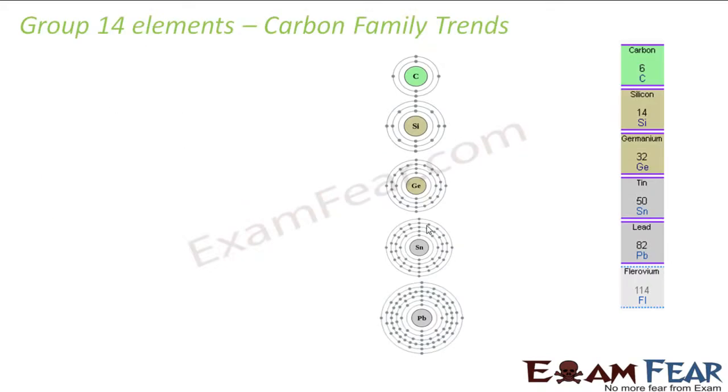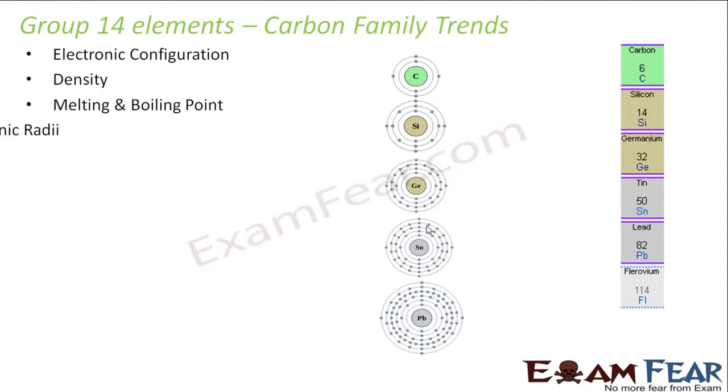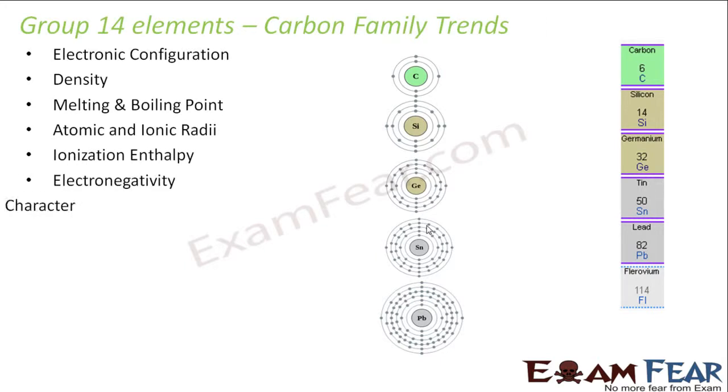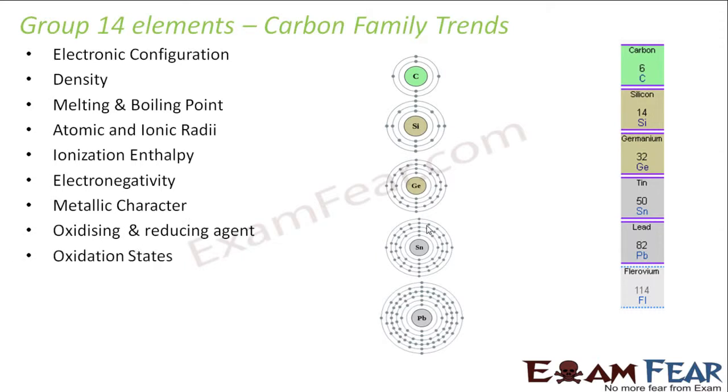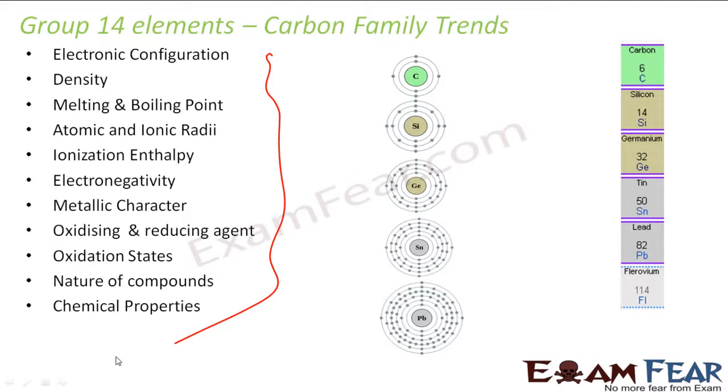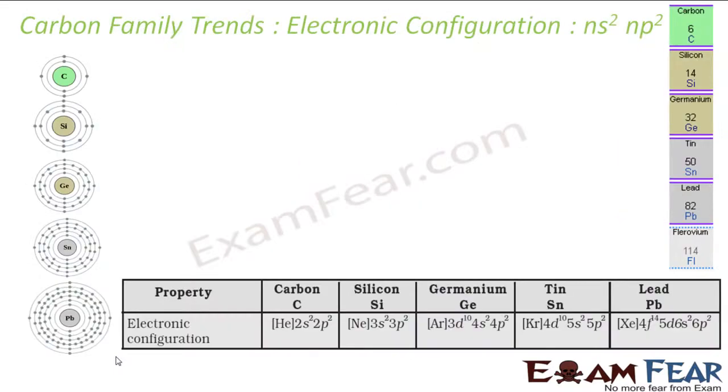So let's discuss the trends in the carbon family now, the group 14. We'll discuss electronic configuration, density, melting and boiling point, atomic and ionic radii, ionization enthalpy, electronegativity, the metallic character trends, the oxidizing and reducing agent trend, the oxidation states, the nature of compounds, and we'll also talk about the chemical properties. Similar to what we have done for group 13 elements, similar stuff we'll do for group 14 elements now.